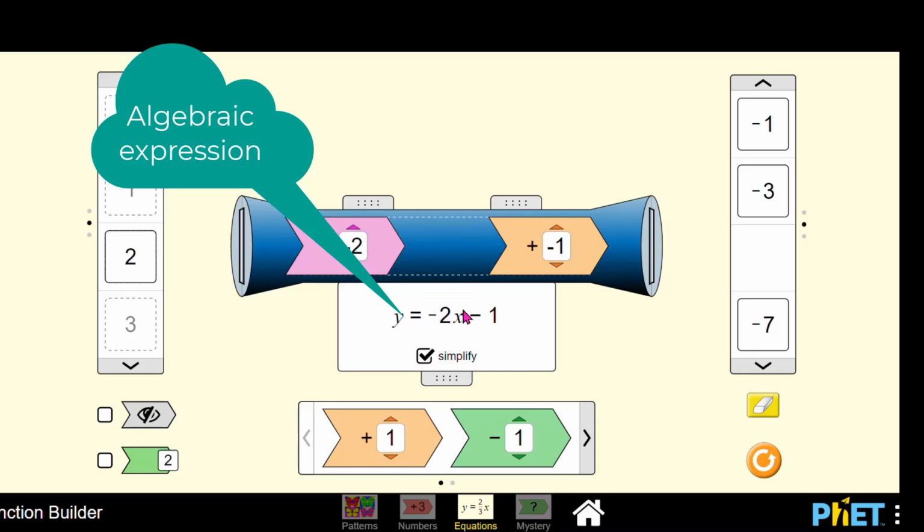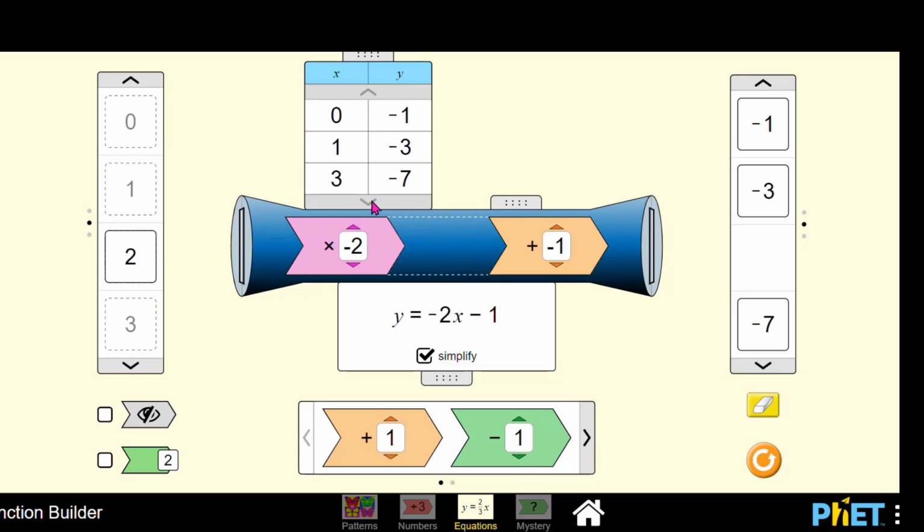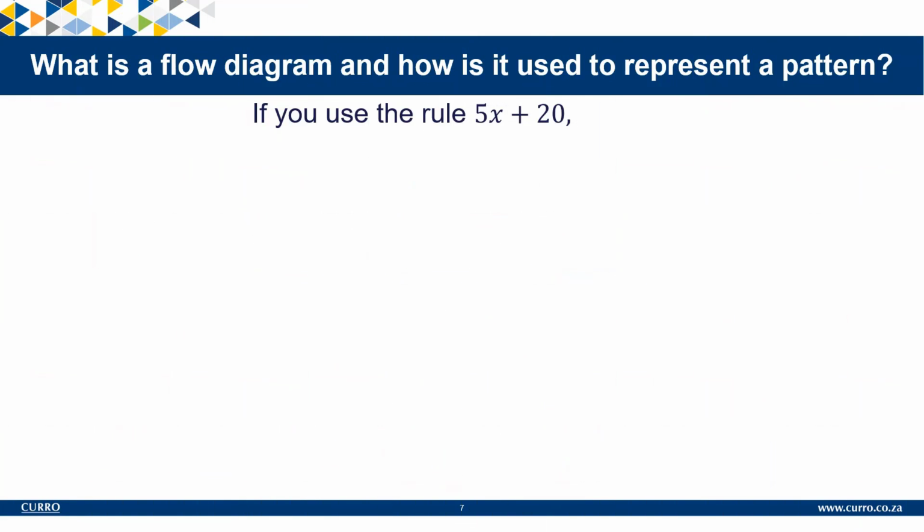Ours is simplified. The second representation is our table, which can be vertical like this, or it can be a horizontal table. Your input numbers are going to be represented by x and your output values as y. And then the third type of representation is a graph. So this pattern is then represented by a graph, and it forms a straight line. So we will discuss these 3 types of representations in our lesson today. What is a flow diagram and how is it used to represent a pattern?